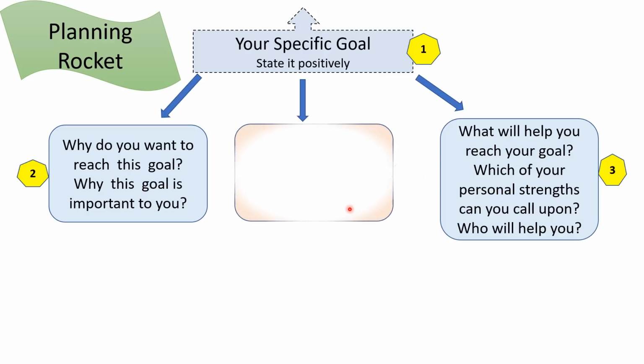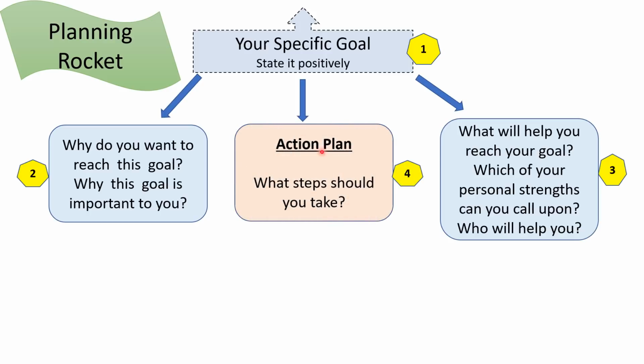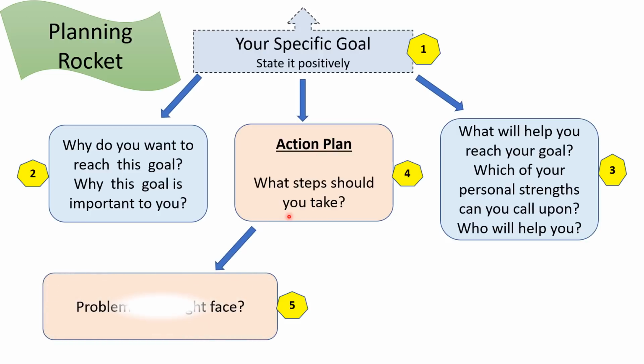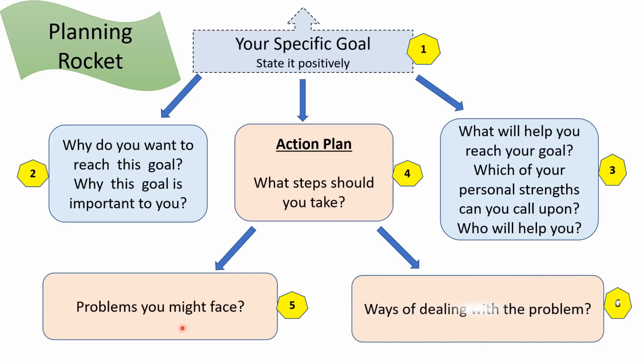Then the fourth step: you have to write an action plan. What steps should you take? For writing an action plan, you first have to identify the problems you might face. Next, write a solution for these problems. If you follow these steps, we call it a planning rocket.